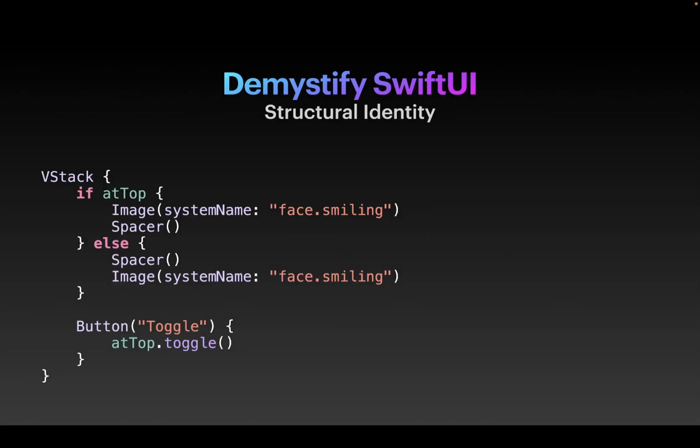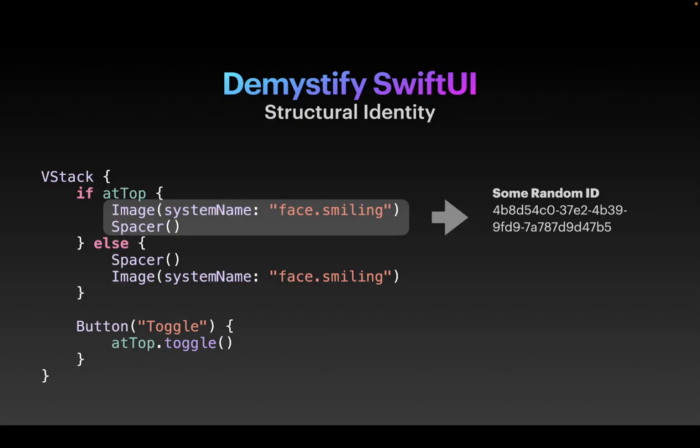Vertical layout and the toggle button and face. Essentially, when we toggle the button, we move the image from top to bottom and from bottom to top, okay? So let's take a look at how SwiftUI actually sees these things.